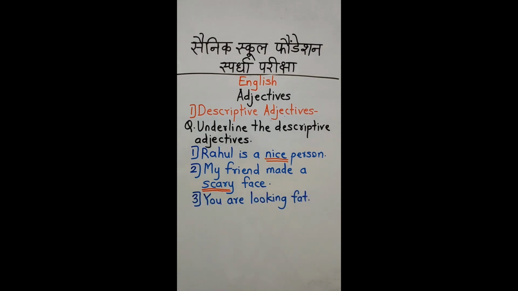The next example is, you are looking fat. Here we should underline the word fat because it describes the size of a particular person who looks fat. So the word fat is a descriptive adjective here. The next example is, the cake was yummy. In this sentence the word yummy describes the taste of a cake, that is a quality of the cake. So yummy is a descriptive adjective and we should underline that word. In this way we can identify descriptive adjectives in a sentence.